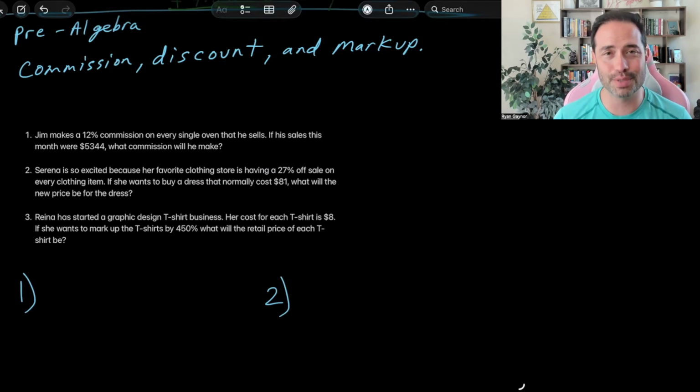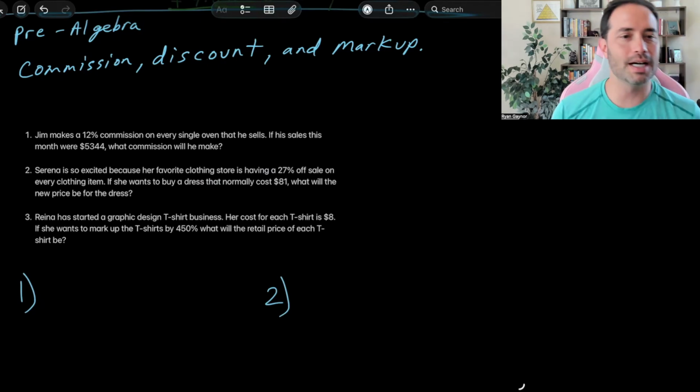Today we're working on pre-algebra problems for commission, discount, and markup. Now let's dive into it. And as I always say, you got to read the question twice, okay? Pick out the keywords, ask yourself, does this make sense, right? Does the work that I do really make sense, right? Check your work and say what you're doing out loud. You got this. Here we go. It's you and I together. Let's do this. All right, here we go.